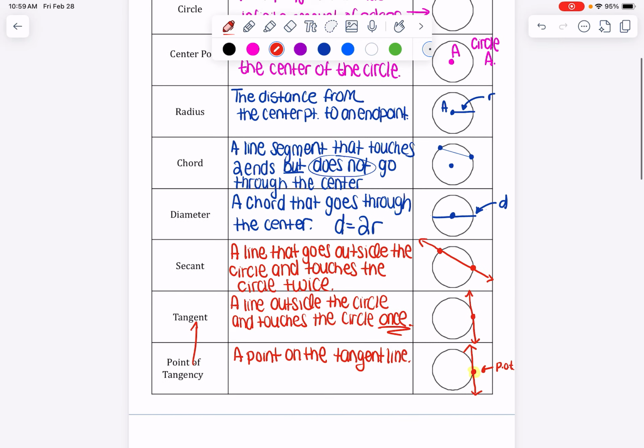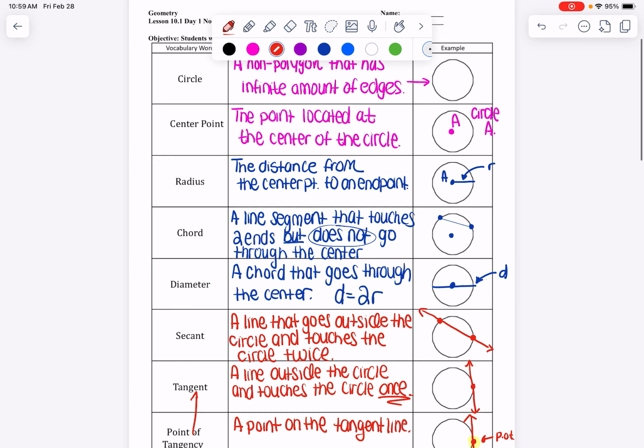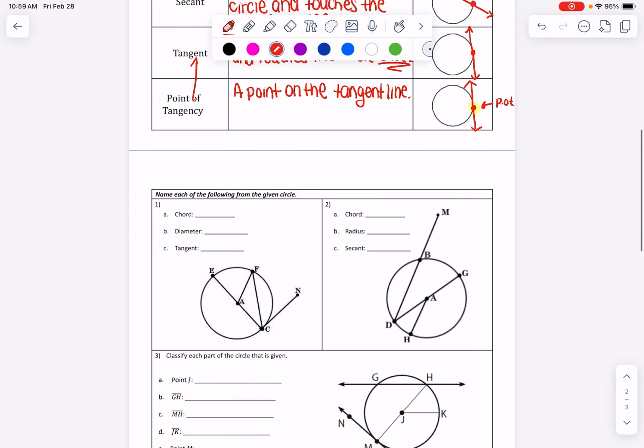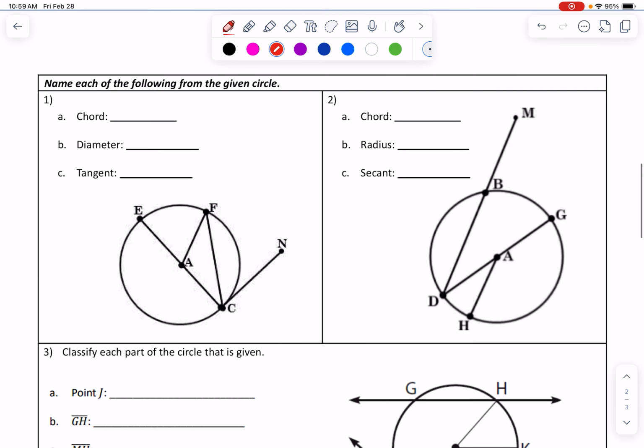Okay, guys, so those are all the definitions. Okay, so if you need to pause for a second and look back. But now what we're going to do is we're going to be given a picture, and you're going to have to tell me one of these vocab words that it applies to. Okay, so here's what we're going to start off with. Okay, it says name each of the following on the given circle.